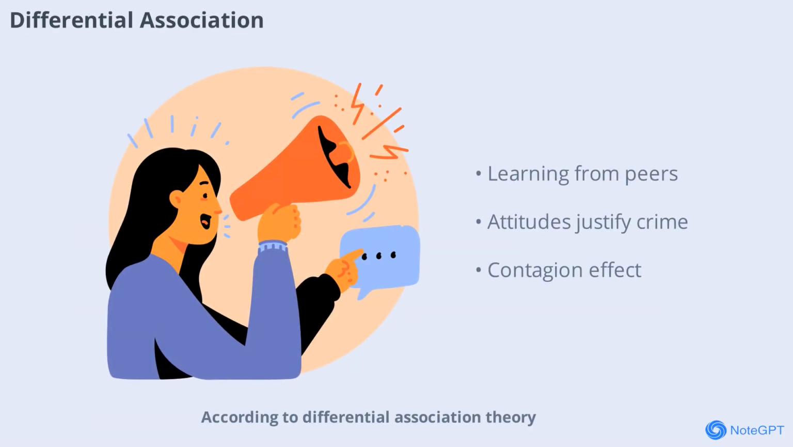According to differential association theory, criminal behavior is learned through interaction with others. For example, a teenager who spends time with peers who normalize shoplifting may learn both the behavior and the belief that it's acceptable or low risk. This theory explains why crime can be contagious within social networks, but it may not fully account for why some people are more susceptible to peer influence than others.